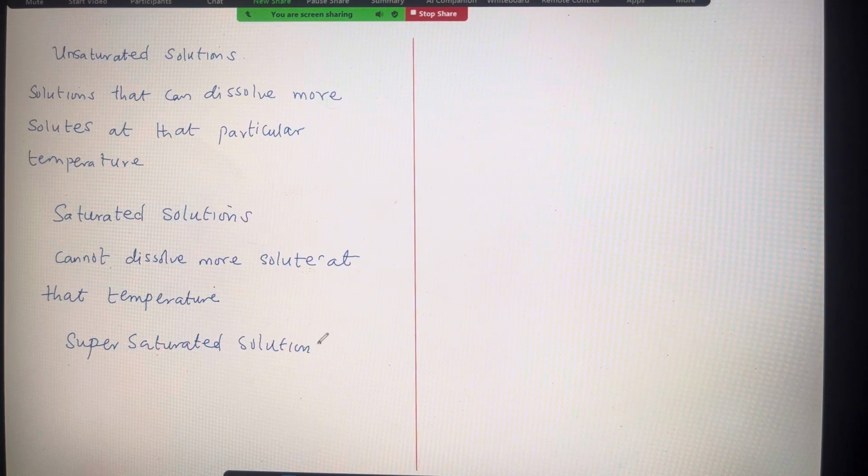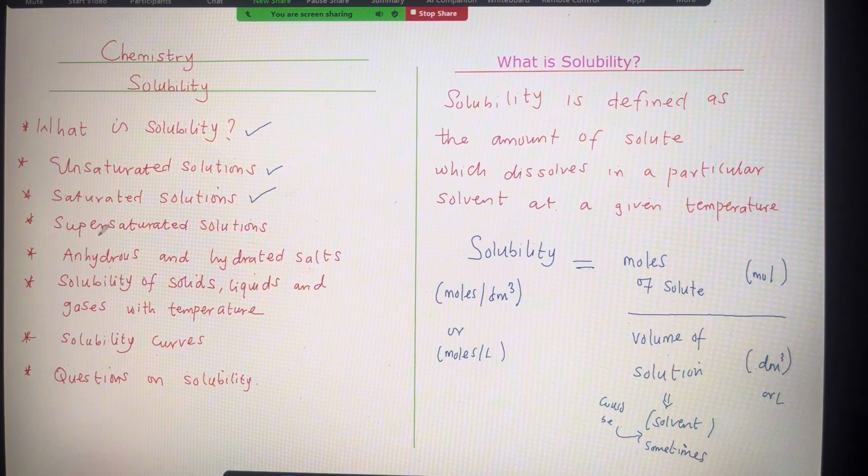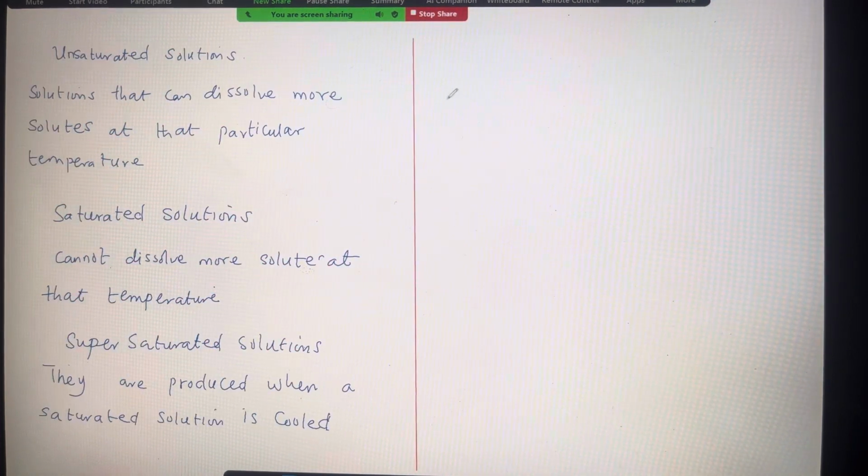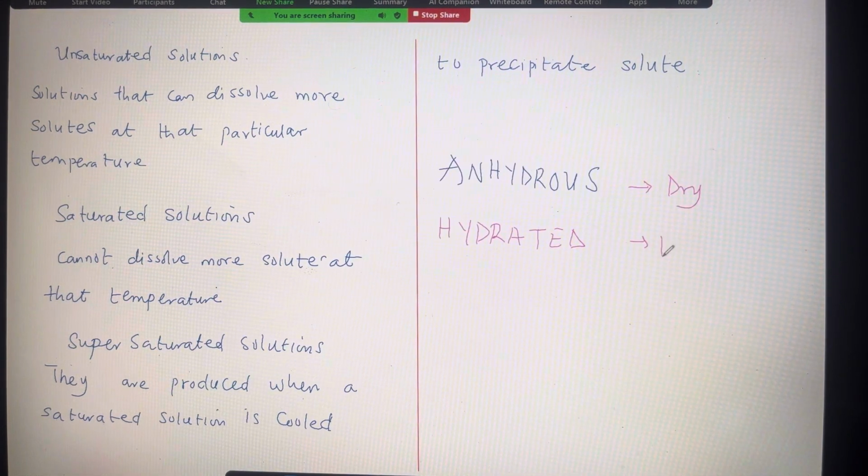We already know what a saturated solution is. Can't dissolve more. But guess what? For it to be supersaturated, it means that it is produced when a saturated solution is cooled to precipitate the solute. So that now makes it supersaturated.